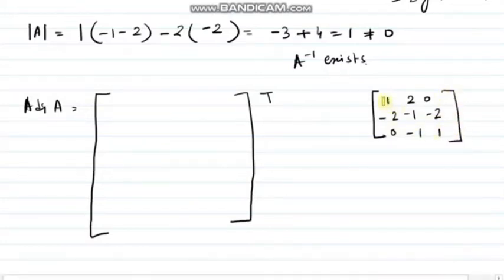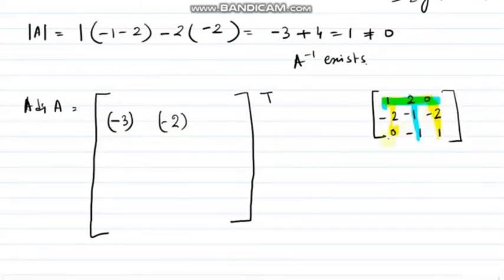For the first entry, 1, I am going to omit its row and column. So it will be minus 1, then minus of minus 2, which will be minus 3, right? Let's calculate this properly. Now for this 2, I am going to omit its row and column, so it will be minus 2, then nothing will be there, so it will be only minus 2. Now for the last 0 in the row, it will be this into this, that is 2, and another part will be 0. So it will be only 2, right?